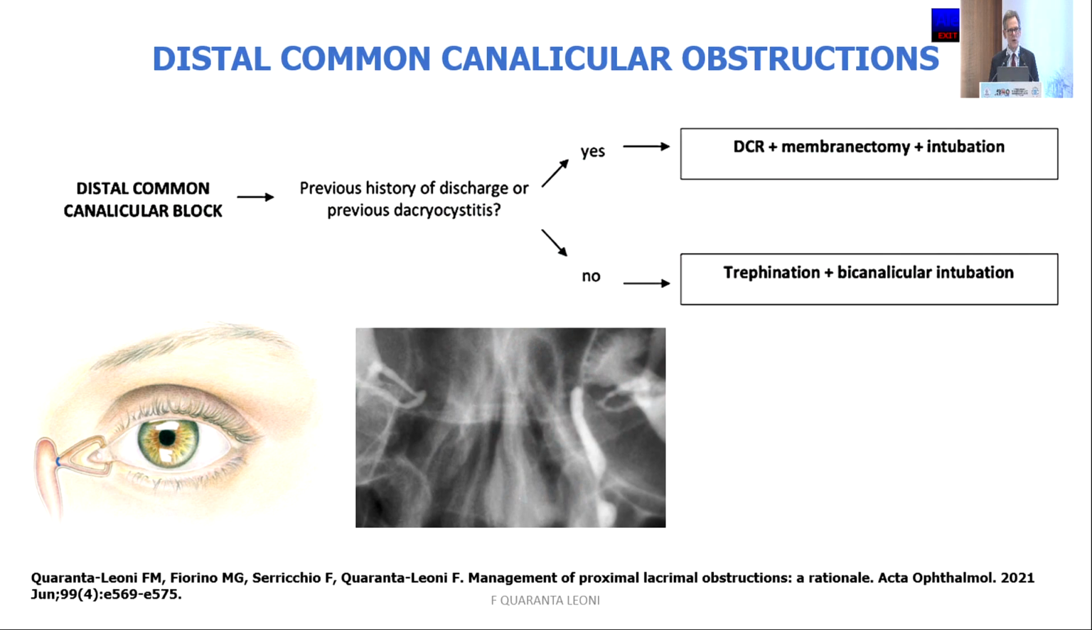Of course, you have to be very careful, because if there is a distal medial canalicular block that is just a membrane at the end of the common canaliculus, what you need is just a DCR, membranectomy and intubation, and this is very effective, in more than 90% of patients.